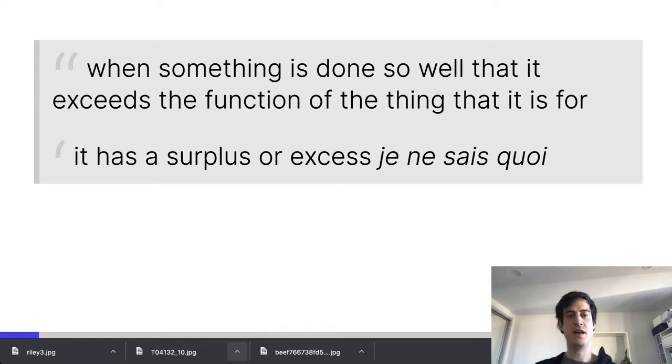So when I say that art is something that exceeds the function of the thing that it is for, I'm allowing that art can be a thing that has a function, but that the art is where the thing exceeds the function. So let's take the idea of a drawing, for example. We've all seen drawings that are drawings, but they're not art. And we've all seen art that's not a drawing.